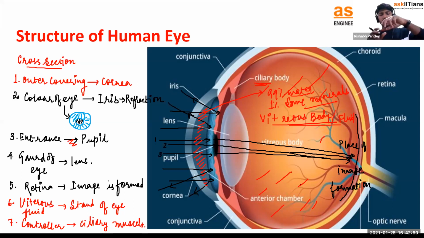But ciliary muscles basically try to adjust the size of this lens, as per the requirement. And those light rays which are entering into this part are converged at one point that is called the retina, and after the retina they are transported towards the brain with the help of the optical nerves. So this is basically the structure of the human eye, as you can see. I hope this is clear, right?